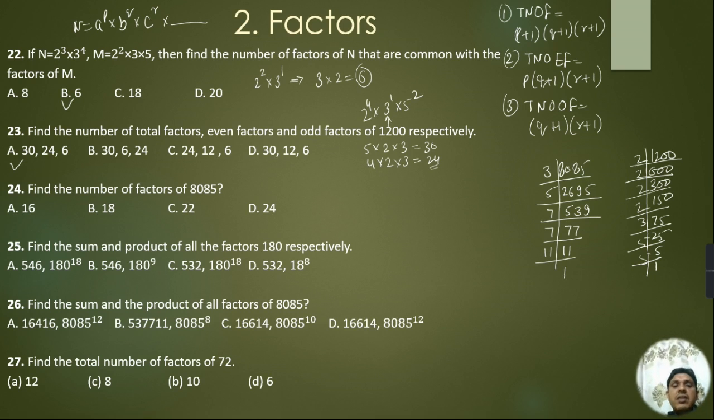That means we can write 8085 in the form of a to the power p multiplied by b to the power q, as 3 to the power 1 multiplied by 5 to the power 1 multiplied by 7 to the power 2 multiplied by 11 to the power 1. So the number of factors we can find, right? This will be 2 multiplied by 2 multiplied by 3 multiplied by 2. So simply 24 will be the answer. Right?